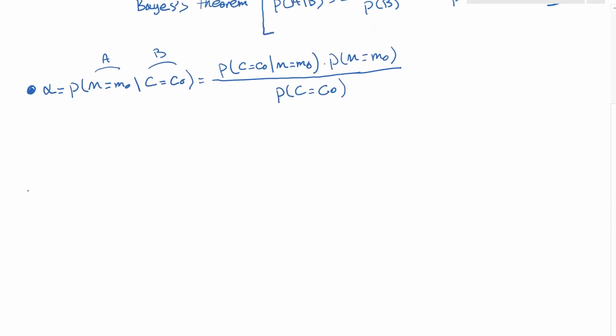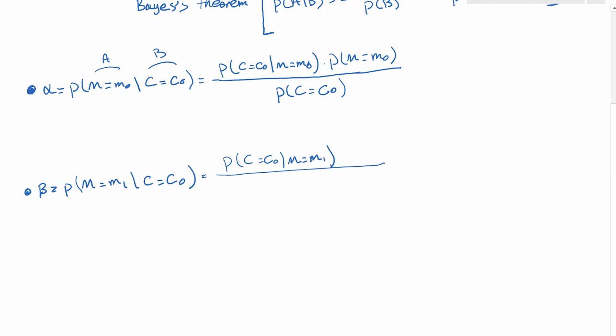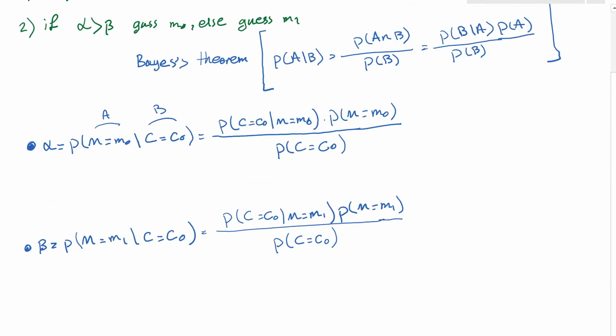And I can do the same thing with beta. I'm going to define beta to be the probability of M being M1, given that C equals C0, which is going to be equal to the probability of C being C0, given that M is M1, times the probability of M equals M1, over the probability of C being C0, right? So this is the computation that I have carried out so far.